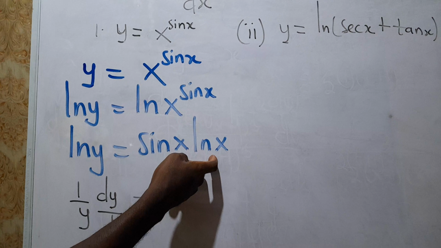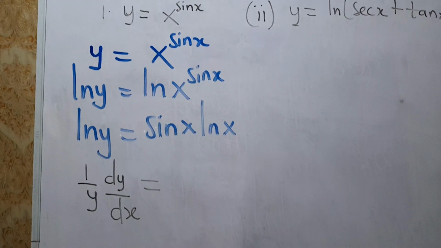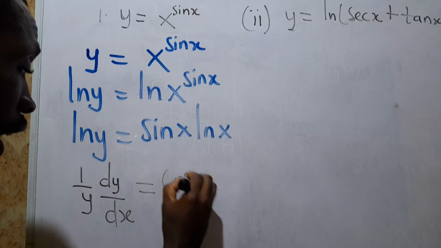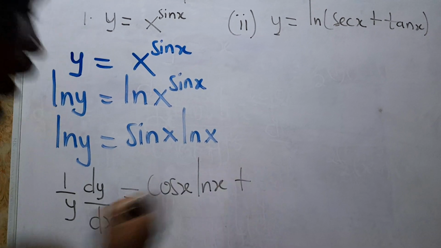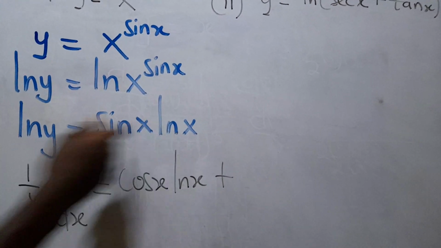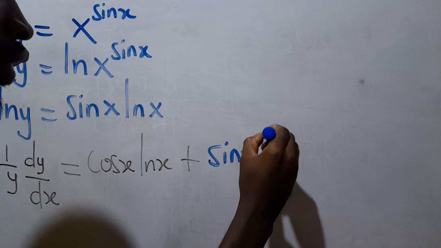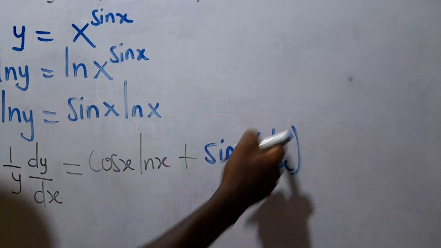And to be equal to, we use product to differentiate this. We keep sin x, differentiate ln x. Then we keep ln x now and differentiate sin x. That's how we are going to go by it. So when we differentiate sin x, we get cos x. Then we keep the ln x plus. Now we keep sin x and differentiate ln x. So we have sin x times 1 over x. When we differentiate ln x, we get 1 over x.